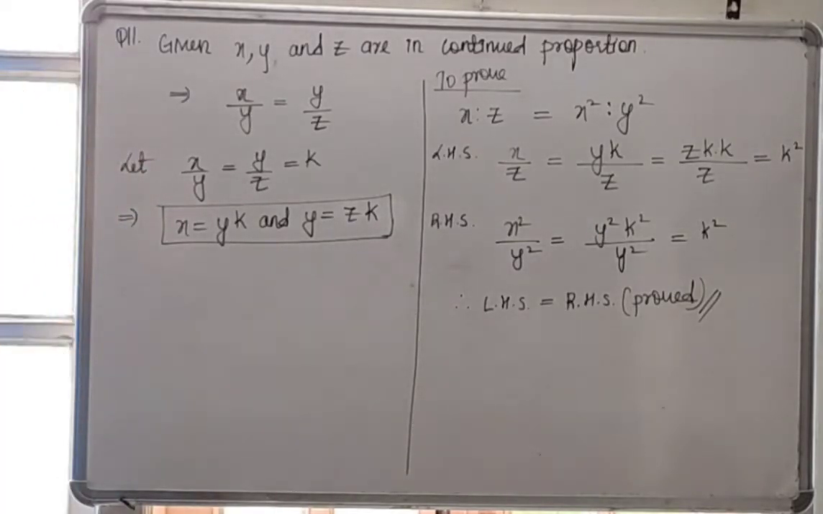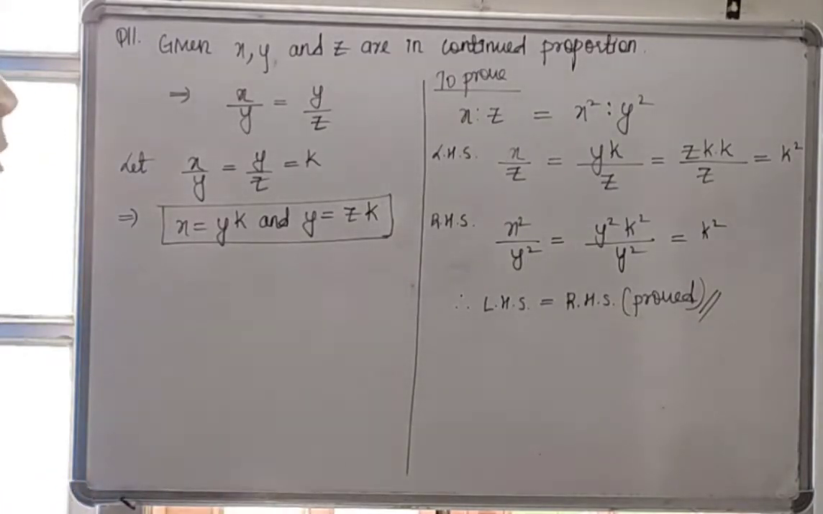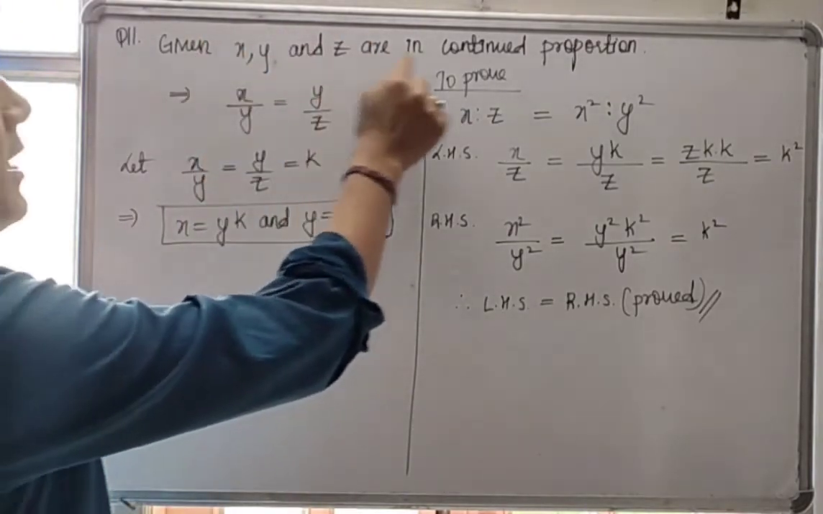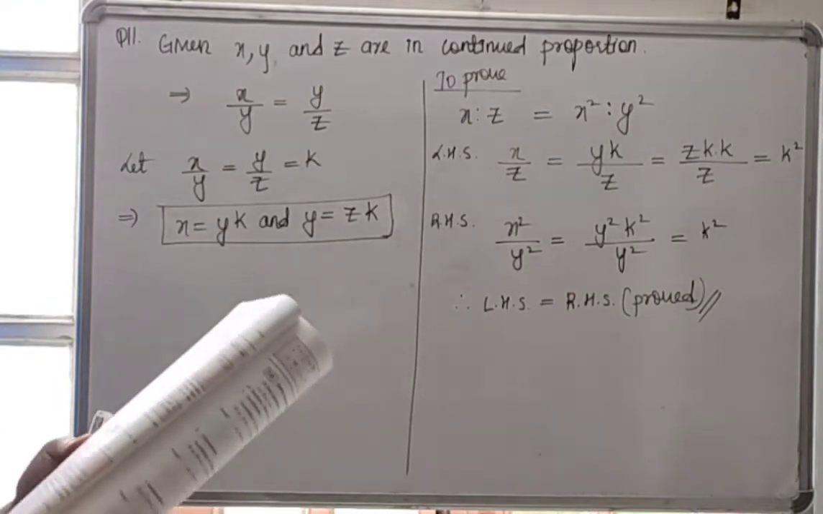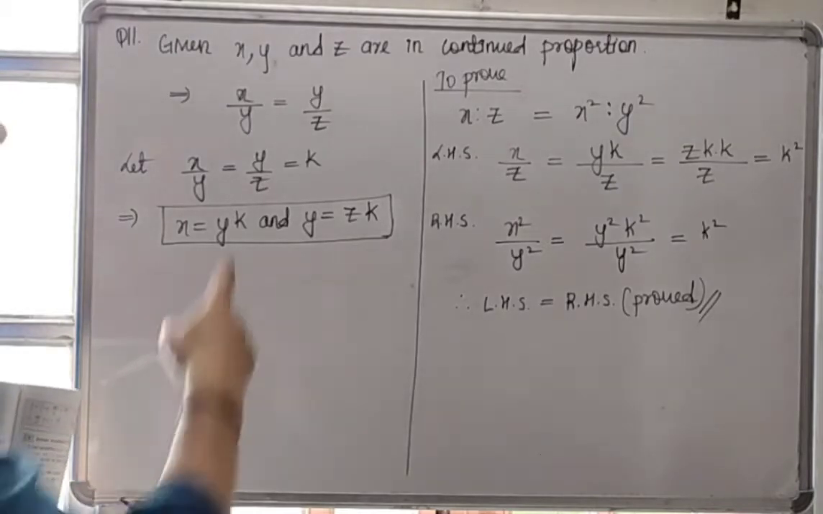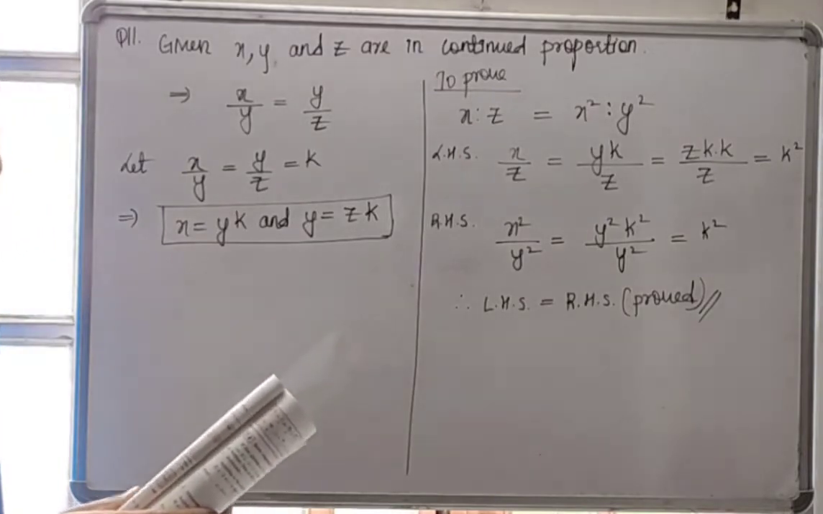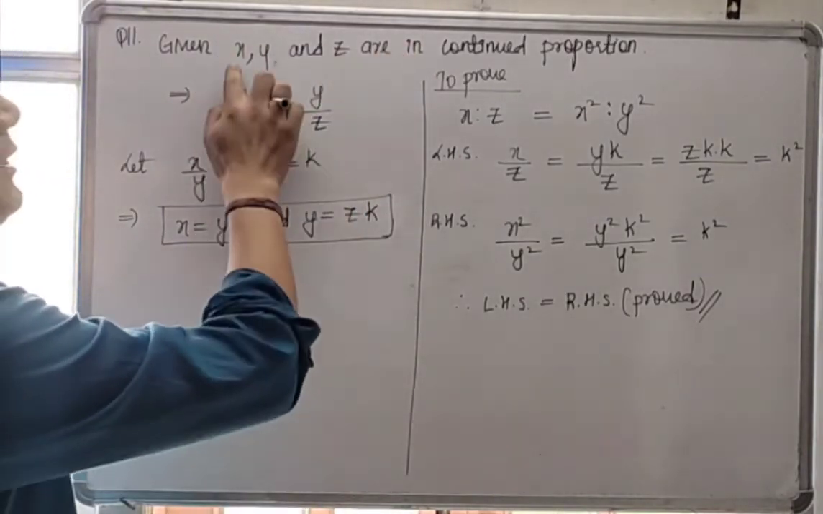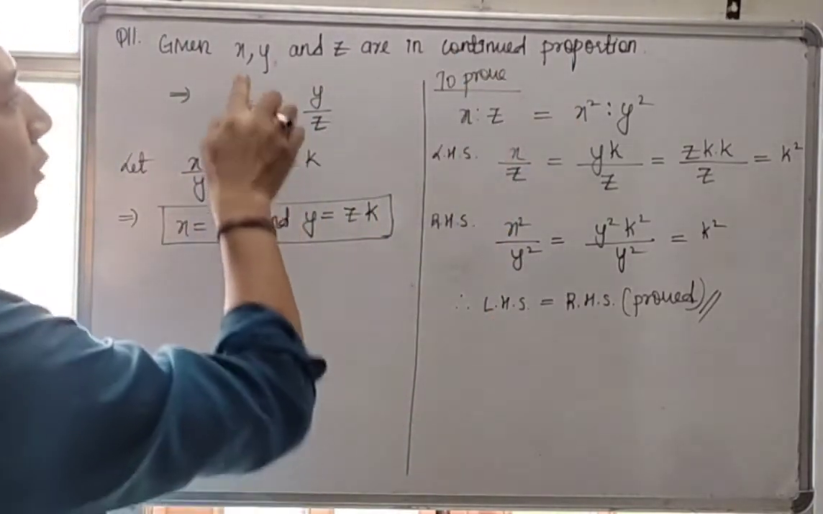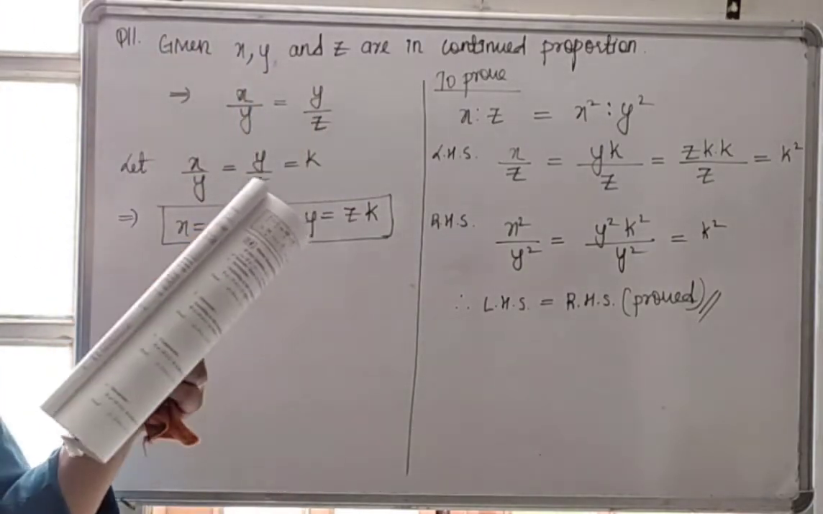Question number 11 says that if three quantities are in continued proportion, we have taken three numbers as x, y, z. If x, y and z are in continued proportion, then show that the ratio of first to third is the duplicate ratio of first to second. That is the question telling you.